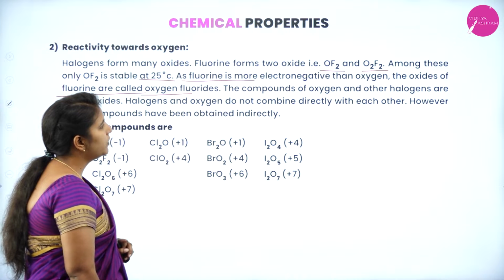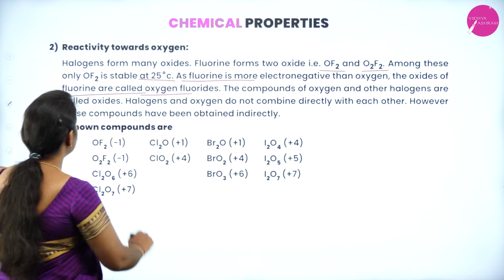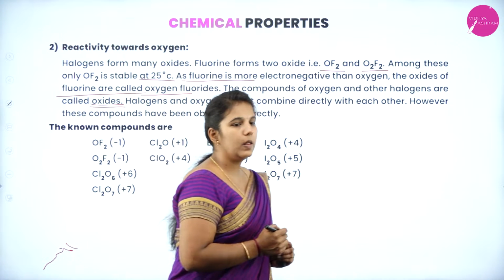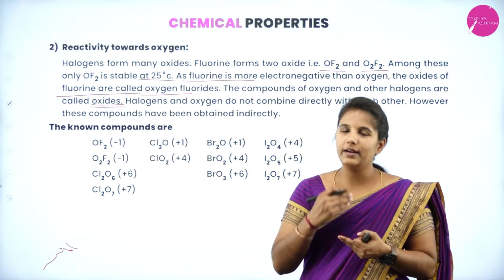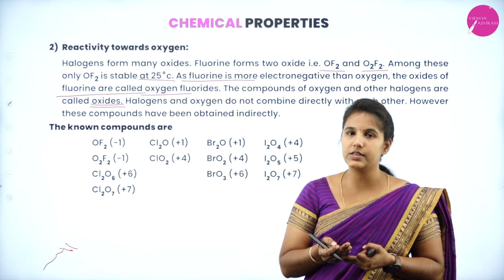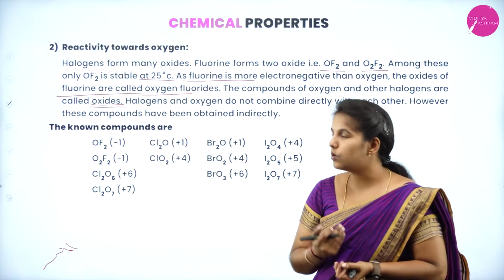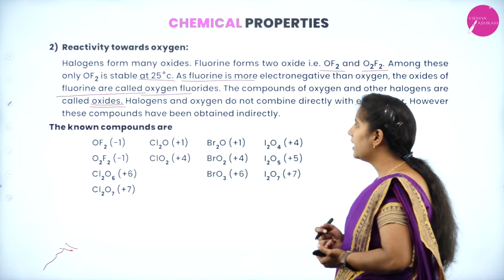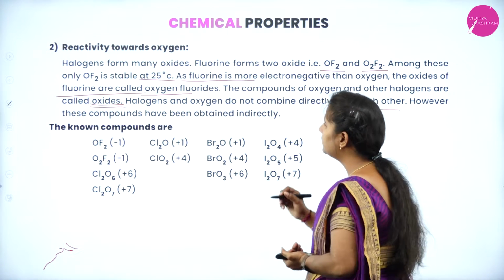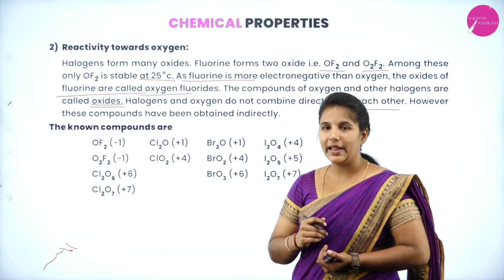The compounds of the oxygen with the other halogens are also known as oxides. If you consider only the fluorine, and the fluorine reacts with oxygen, we call it oxygen fluoride. With other halogens, it is generally known as what? Oxides. The halogen and the oxygen do not combine directly with each other. However, this compound will be formed indirectly.